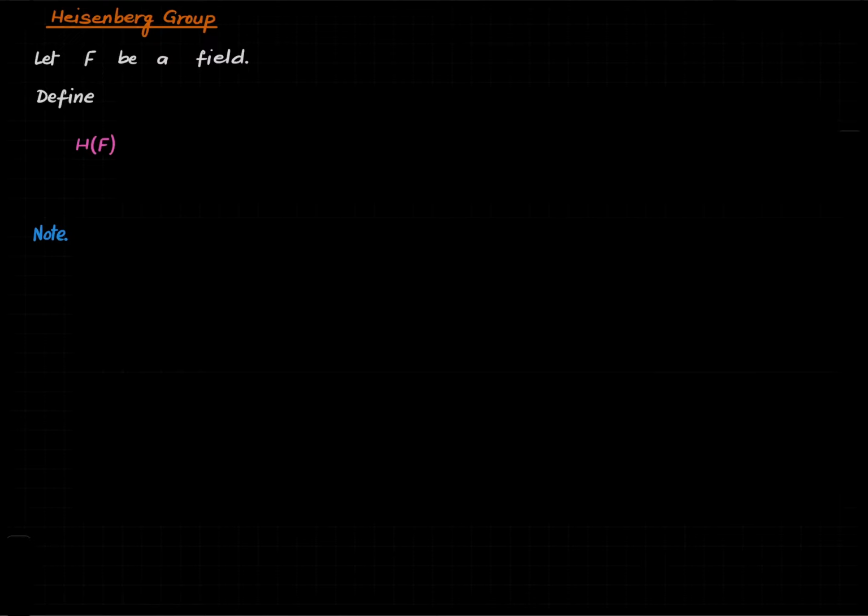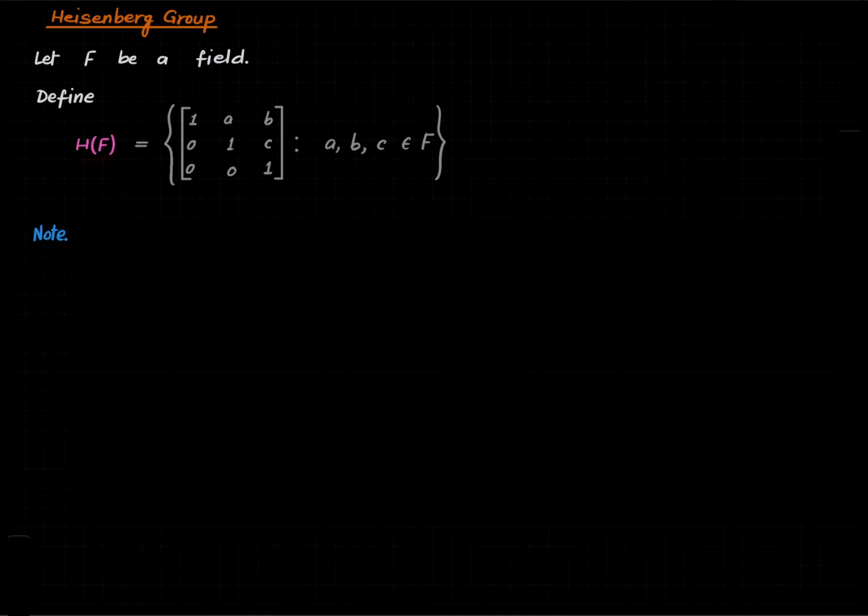And one special instance of unitriangular matrices is the Heisenberg group. This is called the Heisenberg group because it has some connection with the Heisenberg uncertainty principle, which I'm not aware of what the connection is, but it does have a connection. This was discovered by Hermann Weyl, if I'm not wrong. So what is the definition? If F is a field, then we define the set H of F as such matrices. Unitriangular matrices of size 3 cross 3 over F.